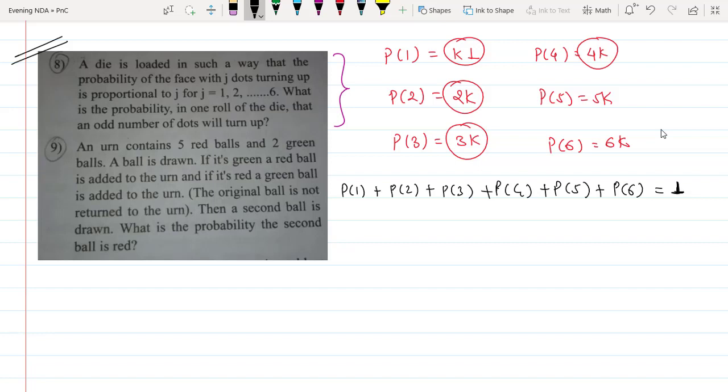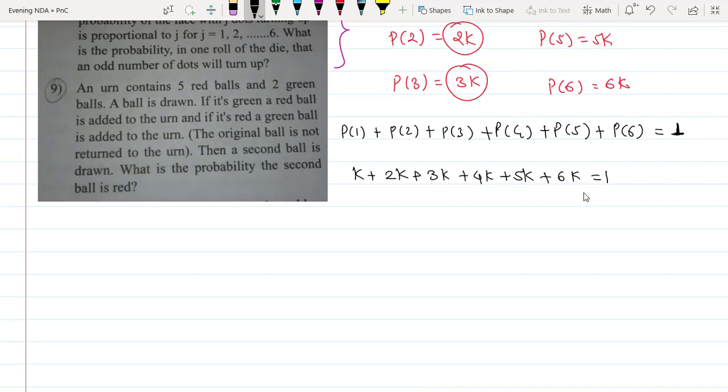So let's substitute the values. 1k plus 2k plus 3k plus 4k plus 5k plus 6k equals 1. So let's solve for k. How much is the addition here? 6 into 7 by 2, so it will be equal to 21. So 21k equals 1, which implies k equals 1 by 21. Now we get the proportionality constant.